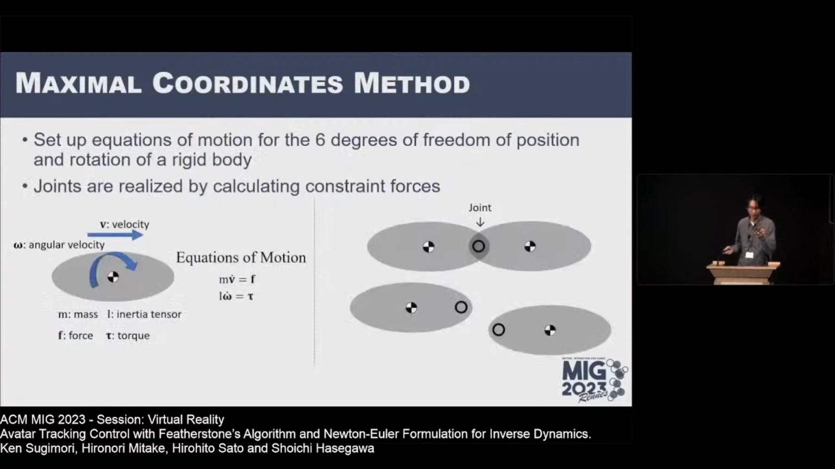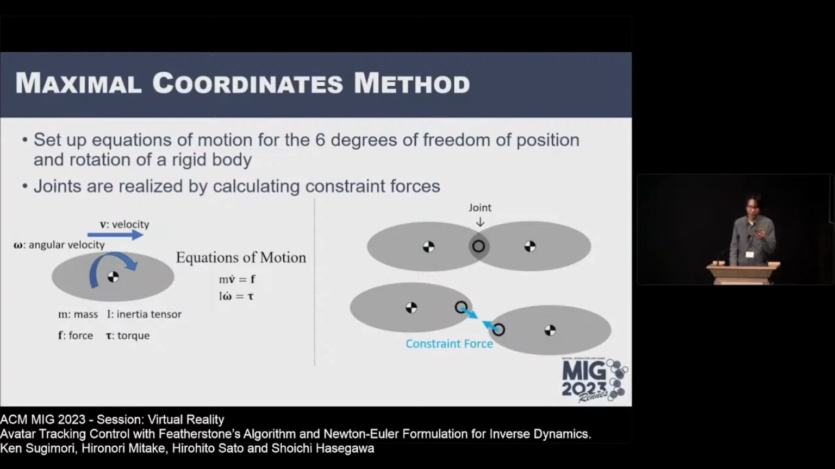Maximal coordinate method. Left figure. This method sets up a motion for the 6 degrees of freedom, position and rotation, of a rigid body. And like the right figure, the joints are realized by calculating constraint force.